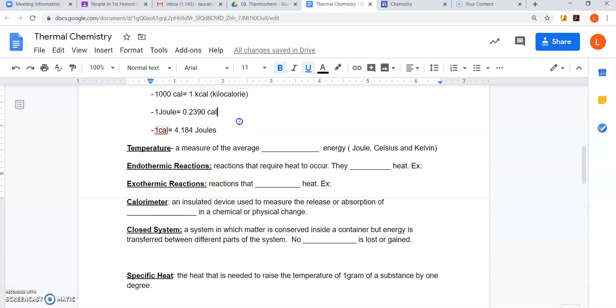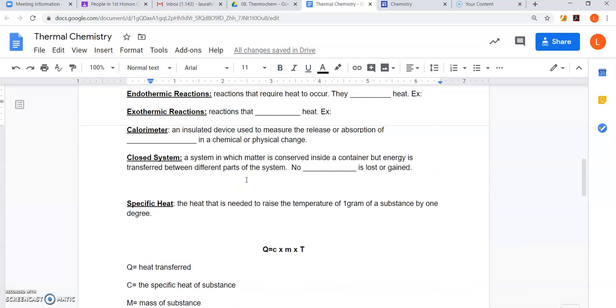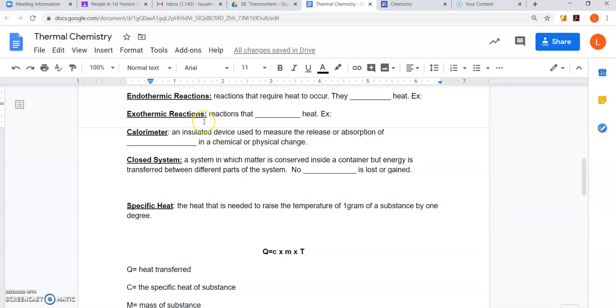Now let's talk about different types of reactions. We have endothermic and exothermic reactions. Endo means in, so it's a reaction that requires heat to occur. They absorb heat. A good example here is, you're going to laugh, a whipped cream can. When you shake a whipped cream can, you're putting energy into that system, and turning it into whipped cream requires energy. So the outside of the can actually feels cold.